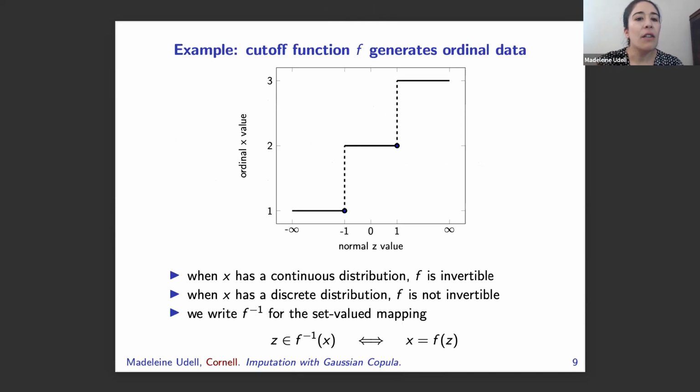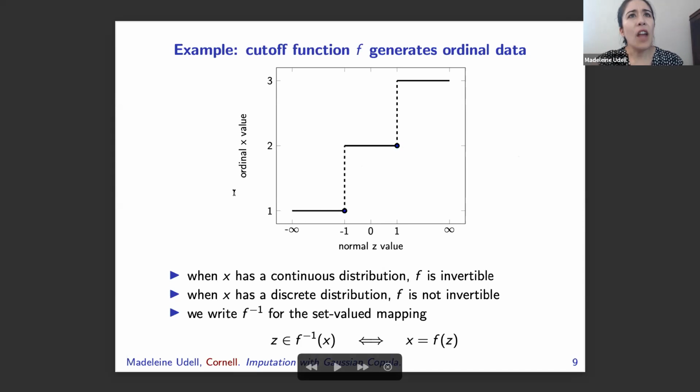Okay. So here's an example of what that might look like. Imagine that your latent variable, z, is on this x-axis. It takes on a normal value, there's a normal distribution. And what I'm going to observe is on this axis. So this f function is telling me how to map the latent variable to the value that I observed. Here's an example that generates ordinal data. I map any latent value between -infinity and -1 to the value 1, anything between -1 and 1 to the value 2, and anything between 1 and infinity to the value 3.